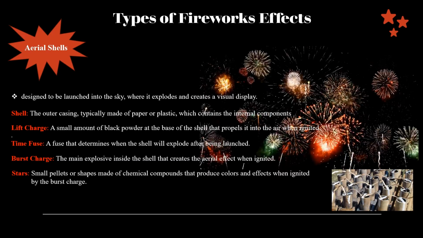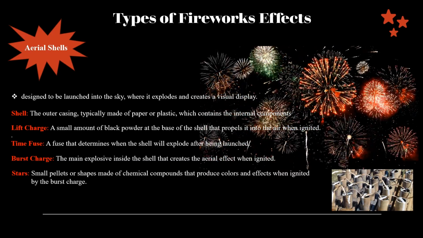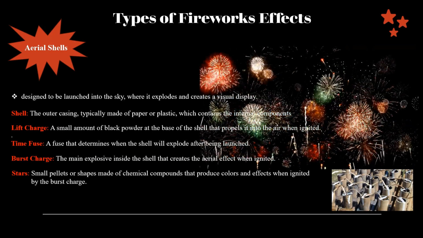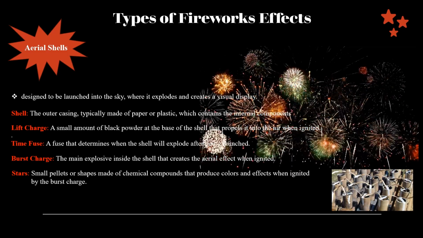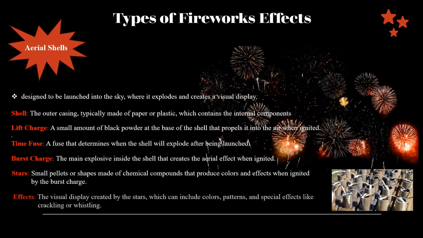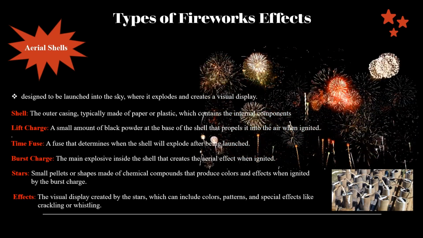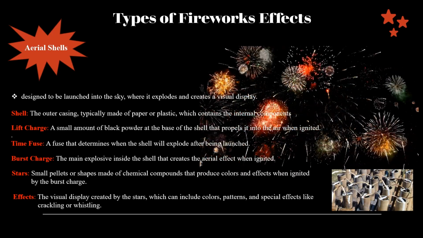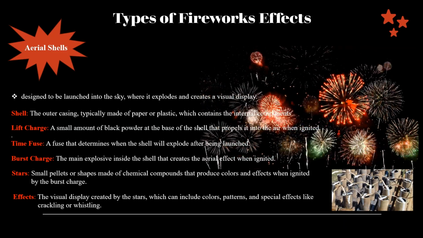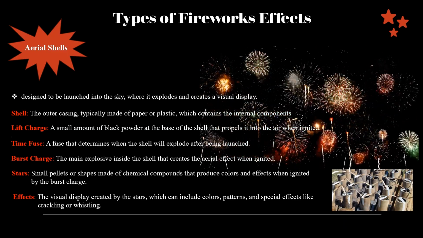What are these stars we can see? The stars are small pellets or shapes made of chemical compounds that produce colors and effects when ignited by the burst charge. The effects are visual displays created by stars, which can include colors, patterns, or special effects like crackling and whistling.